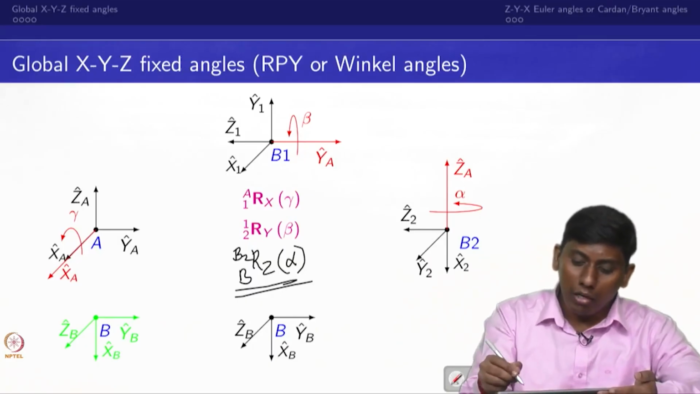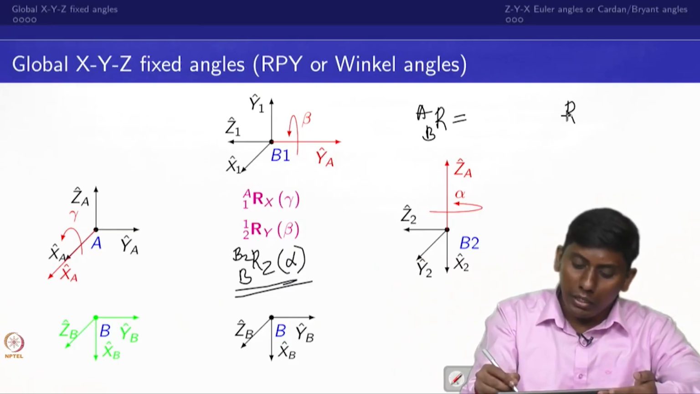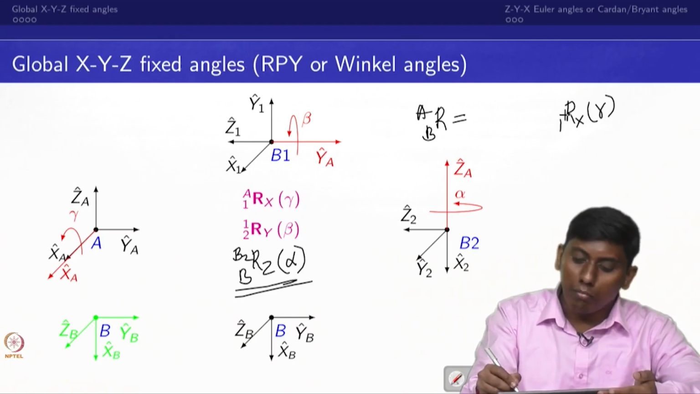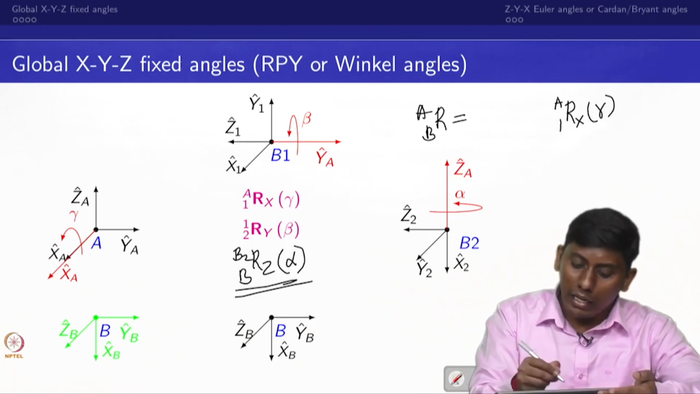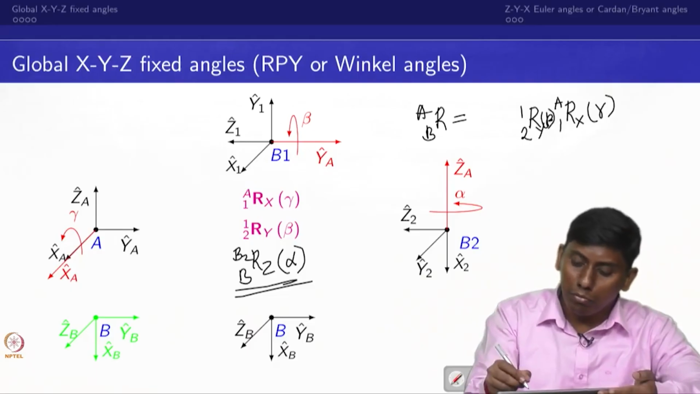Then what should your final rotation matrix R, the rotation of B with respect to A, be? First you rotate about the x axis by gamma, which gives the rotation matrix of B1 with respect to A. Then you take the second rotation and pre-multiply, so you get R y beta. This gives B2 with respect to B1.